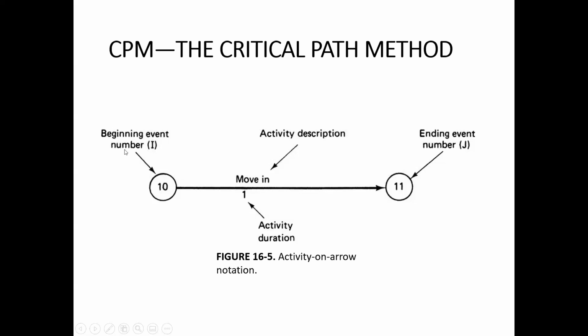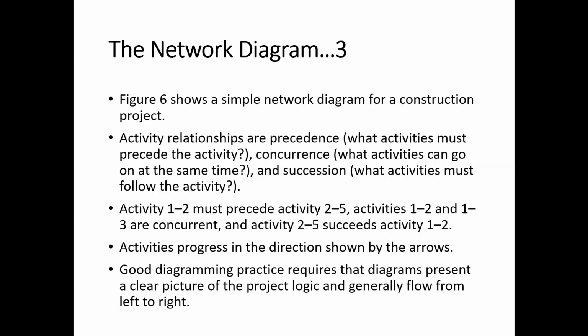This is the beginning event, the number at the tail of the arrow. The circle at the end of the arrow shows the ending event. So these circles only show the beginning and the end of the activity. This is the notation used in the activity on arrow network method of scheduling.